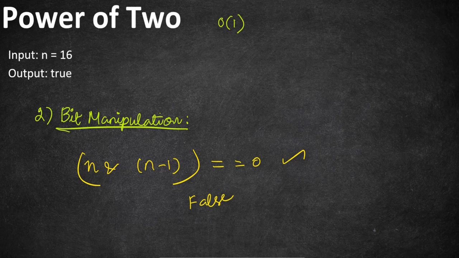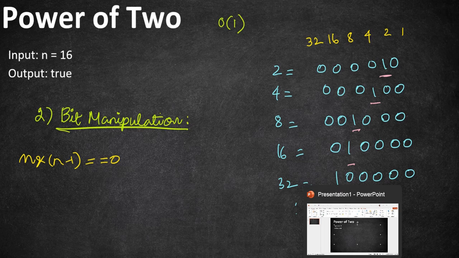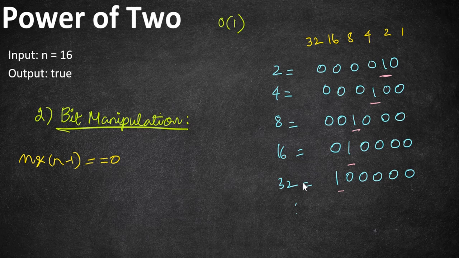So how do I say that it can be a power of 2? Let me give an explanation. Here is the binary representation of the powers of 2, like 2, 4, 8, 16, and so on. As we all know, binary numbers are represented with the base of powers of 2. So when you represent the powers of 2 in binary, there will be only one bit which is 1 in all the powers of 2. So it is pretty obvious that only one 1 will be there in the binary representation of powers of 2.